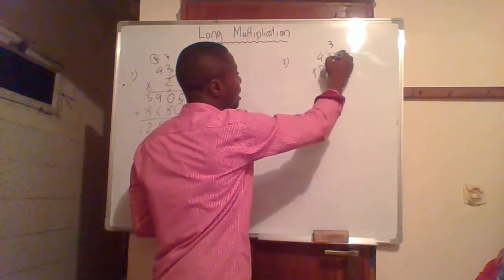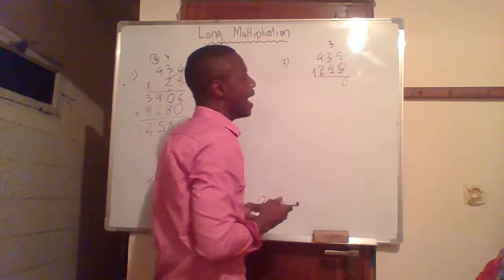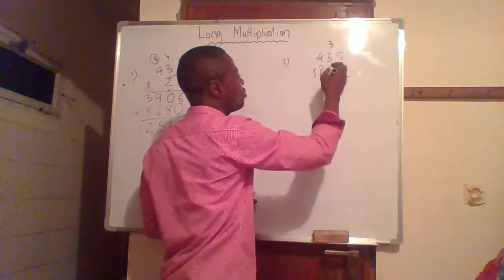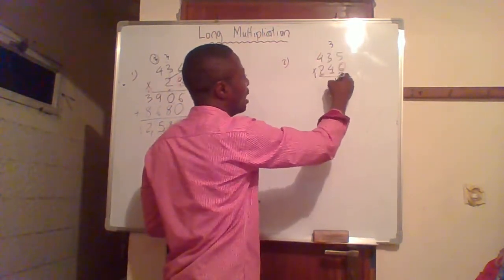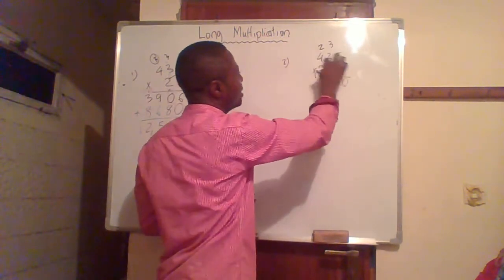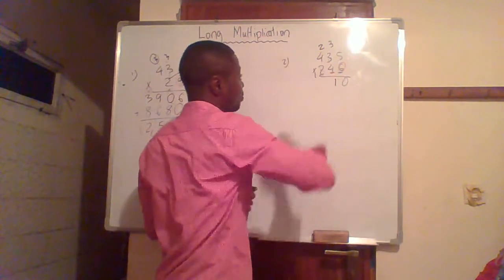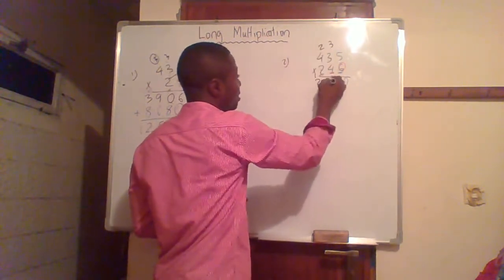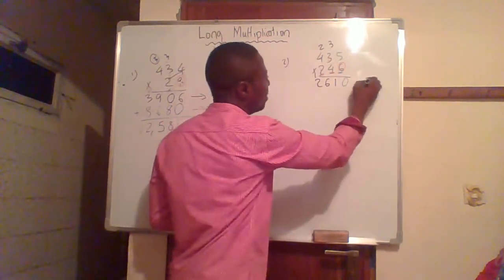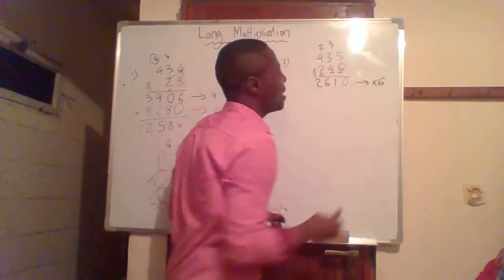Now 6 times 3, it's 18. 18 plus 3, it's 21. So I'm going to write 1 and carry the 2. 6 times 4, it's 24. And 24 plus the 2, which I carry there, it's 26. I am done multiplying 6. In this step, I multiplied by 6.